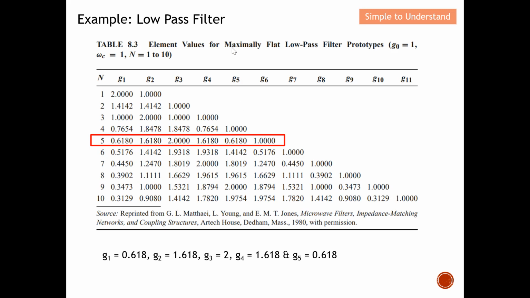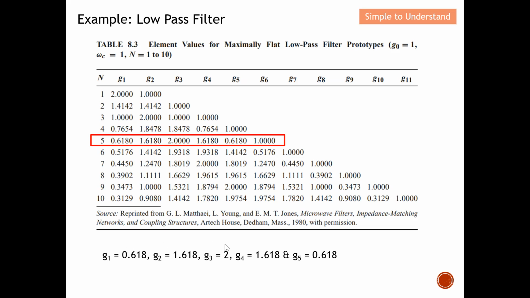The question tasks me to design a maximally flat low pass filter. So you refer to this table here, where you can see all the parameters. I rewrite these parameters here. G1 is equal to 0.618, G2 is 1.618, and G3 will be equal to 2. And you can see that they actually repeat.